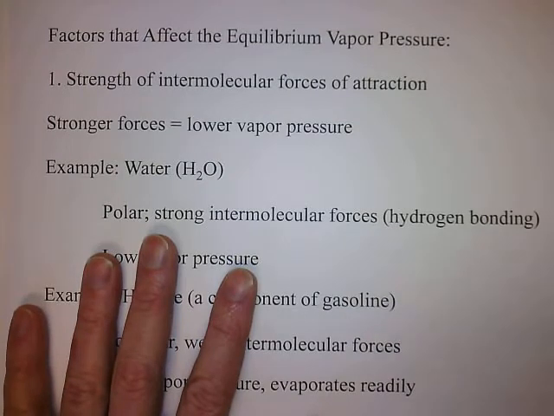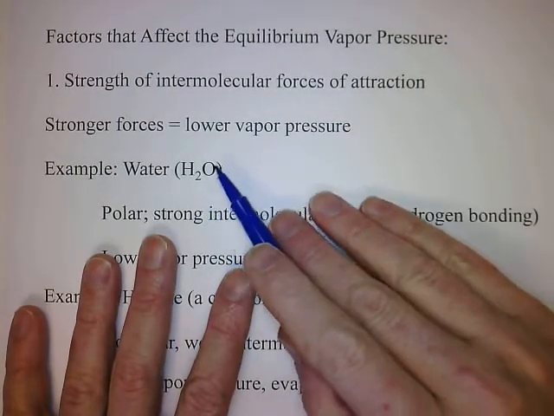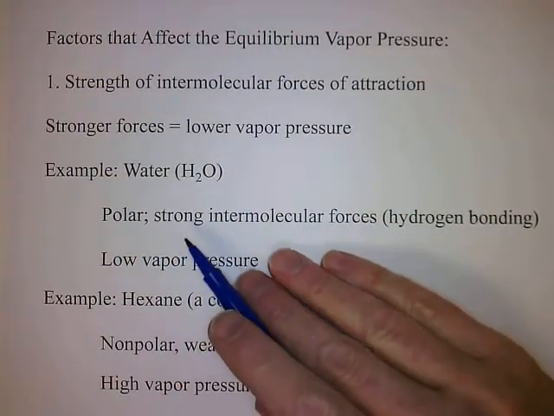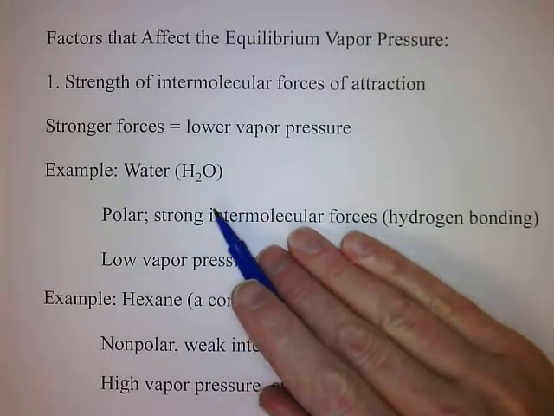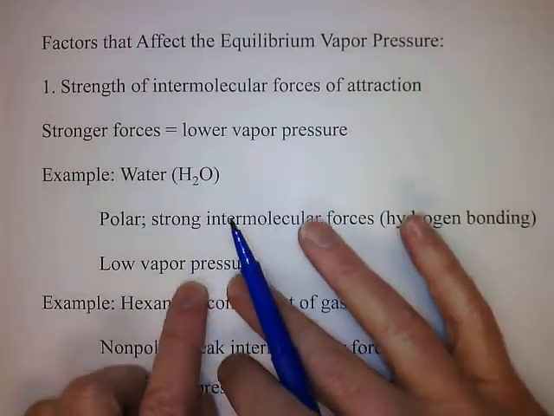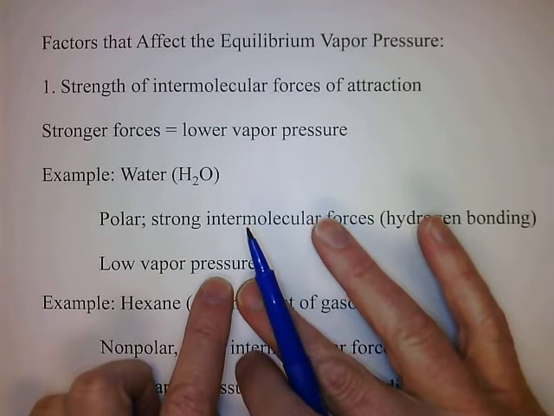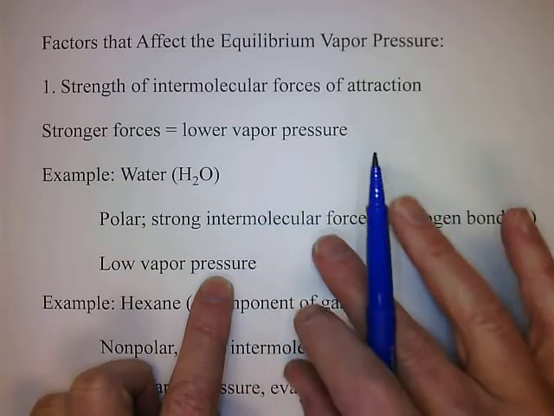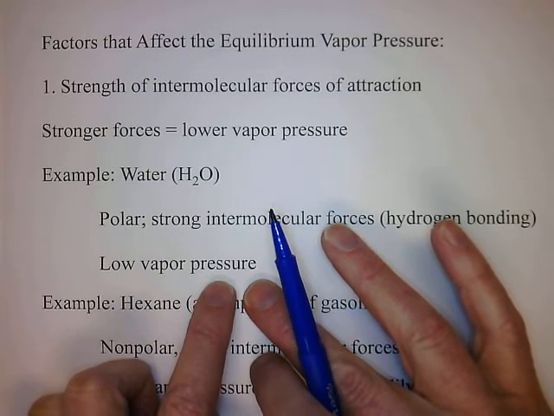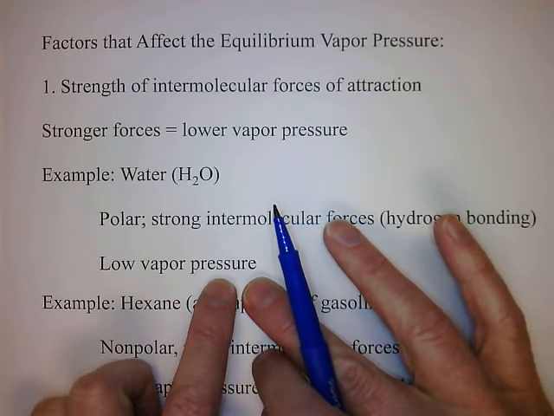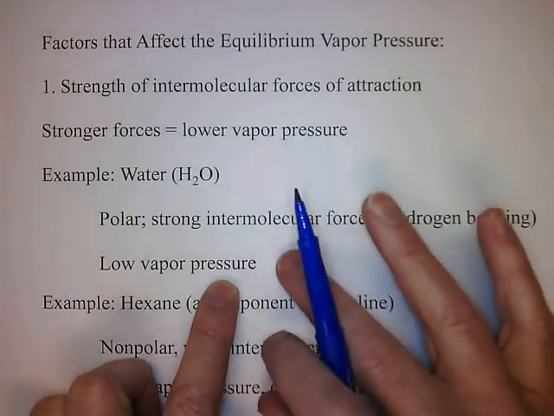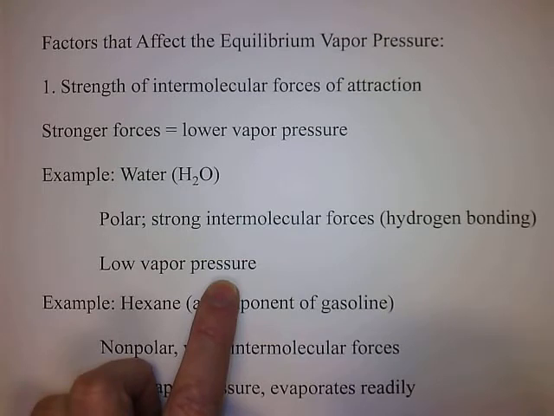We talked about water in past videos. We know that water is polar, and it can hydrogen bond. You have strong intermolecular forces of attraction, so as a result you have low vapor pressure. The stronger the intermolecular forces of attraction, the lower the vapor pressure. If the molecules are stuck together in the liquid state really well, then they're going to have a harder time escaping from the liquid and going to the vapor.